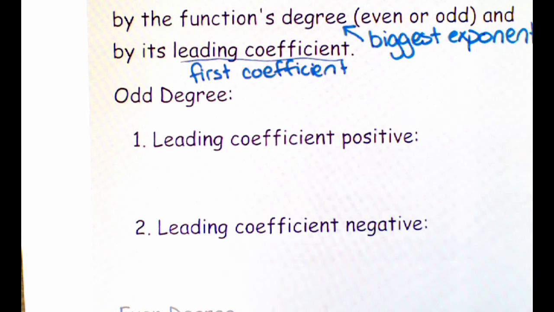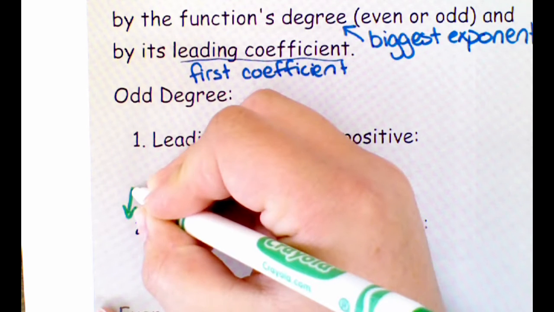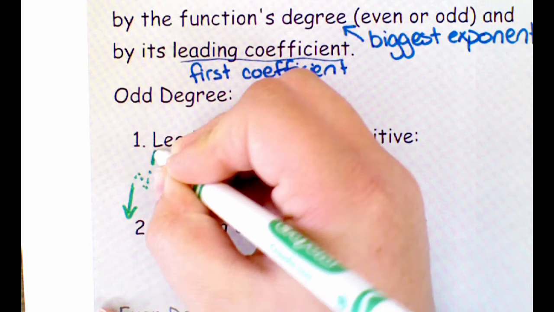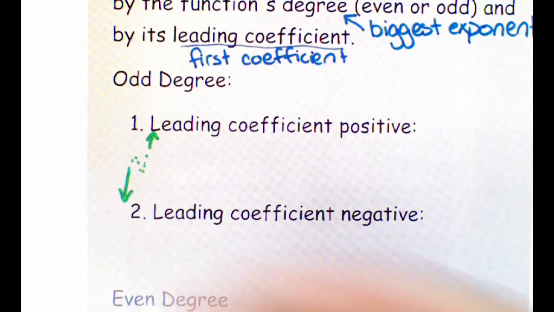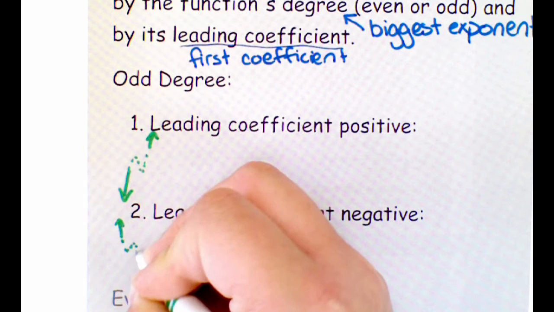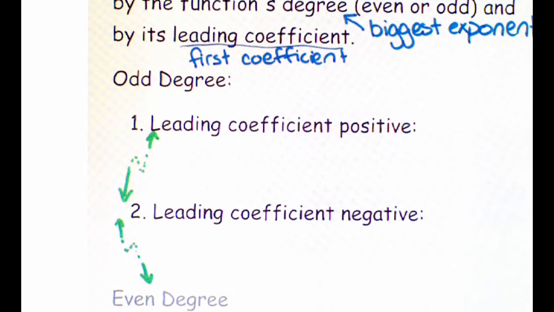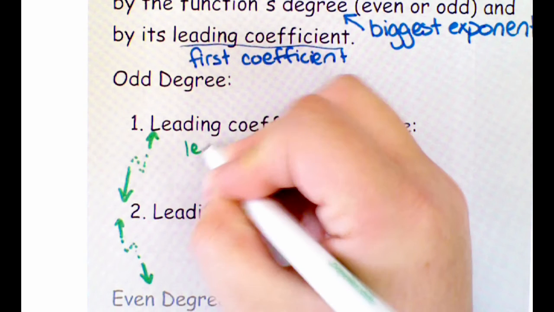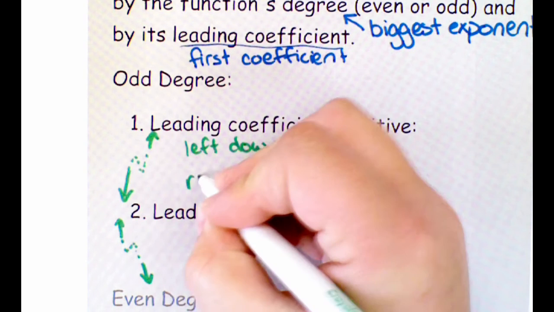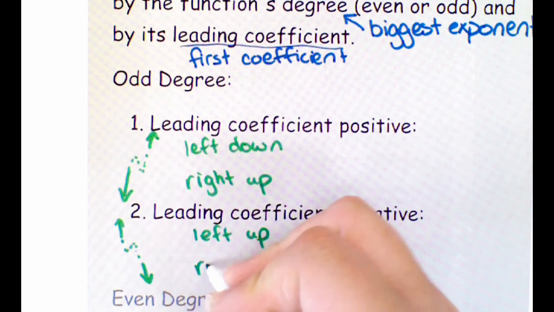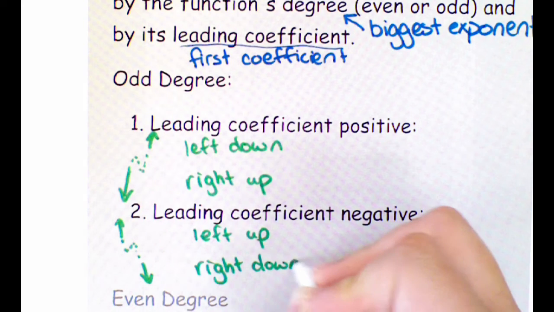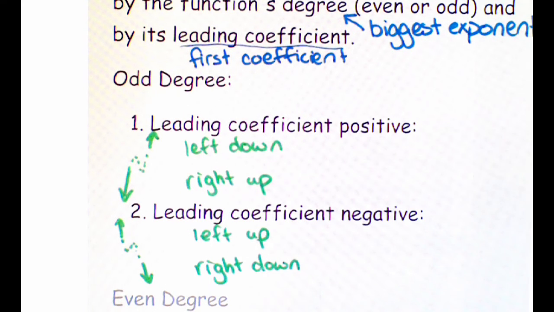If the leading coefficient is positive, our graph is going to follow the basic shape of your cubic function, which means the left side goes down, the middle does whatever it wants, and the right side goes up. If the leading coefficient is negative, we know that's a reflection over the x-axis, which means the left side is up and the right side is down. The way we write this, okay, left down, right up, or left up, right down, that's not how we write it. The notation is the tricky part.